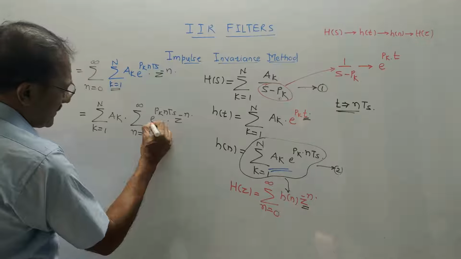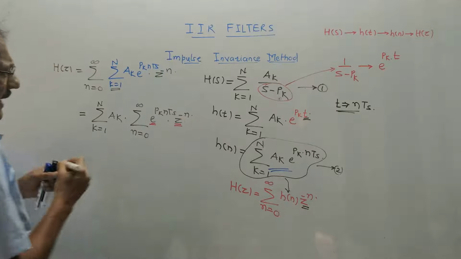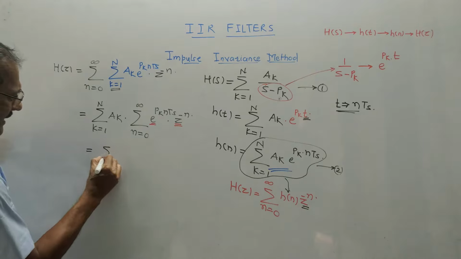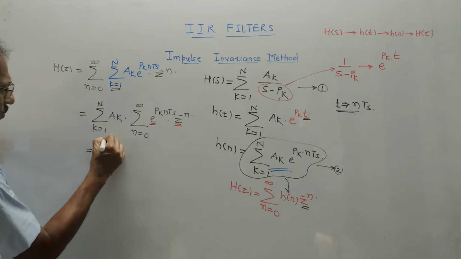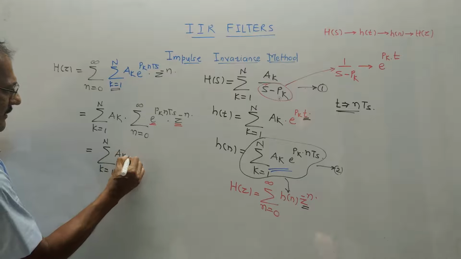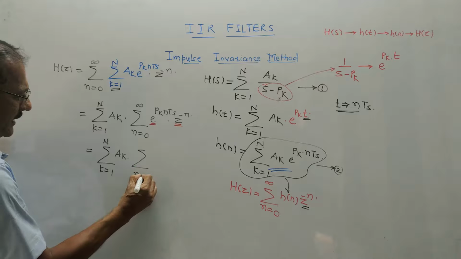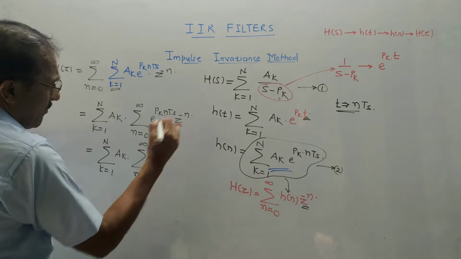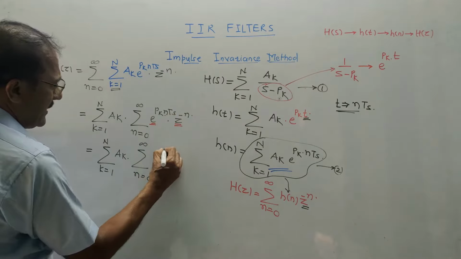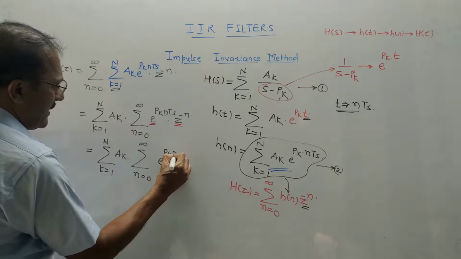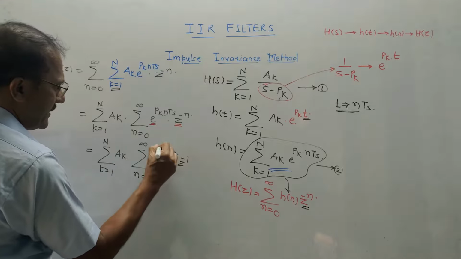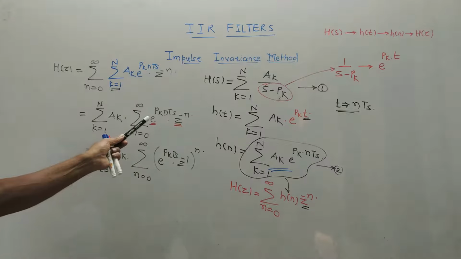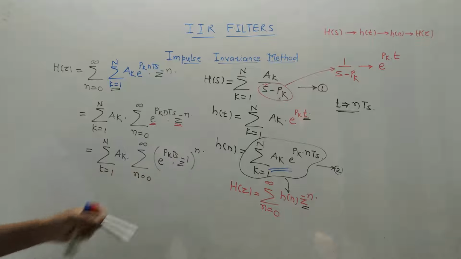From these two terms, take n common. So this term, first summation, I will write it like this: k is equals to 1 to n ak. Second summation, summation n 0 to infinity. I will take n common from this, so it becomes e raised to pk ts into z raised to minus 1 bracket raised to n. So simply I have combined this equation, so it becomes bracket raised to n.